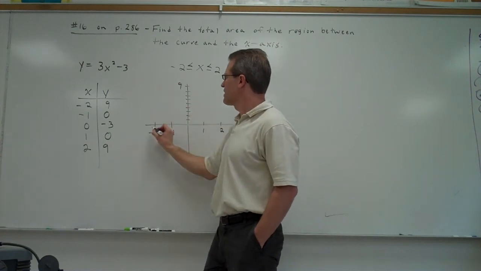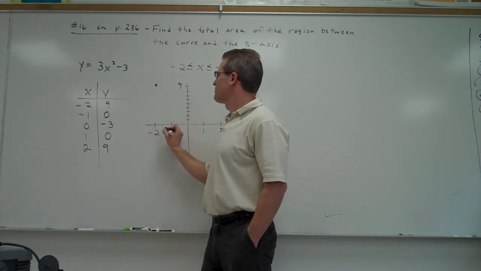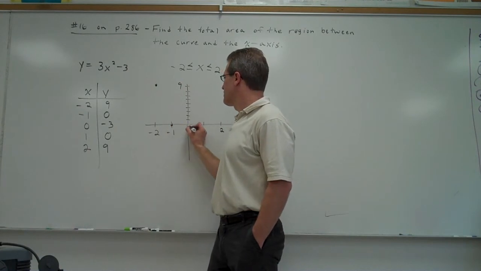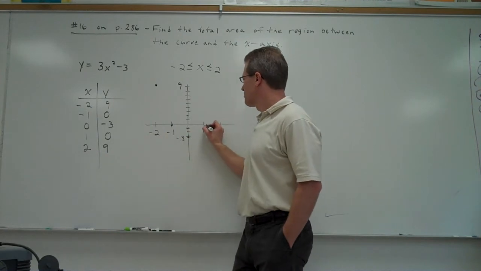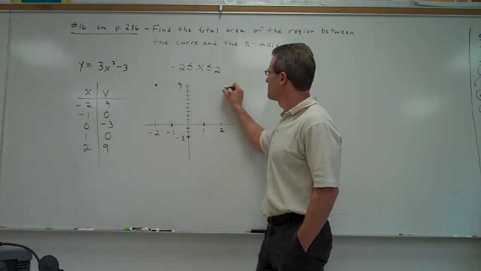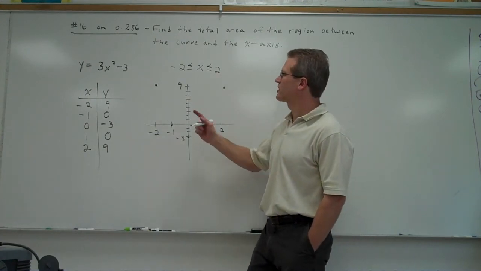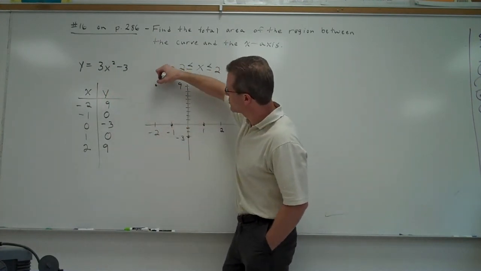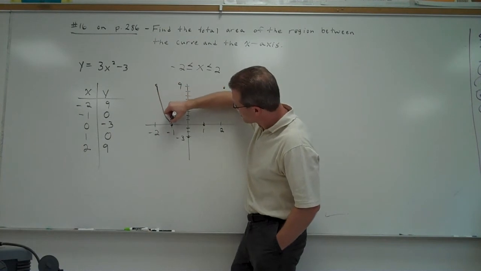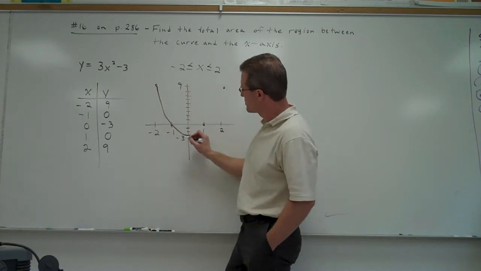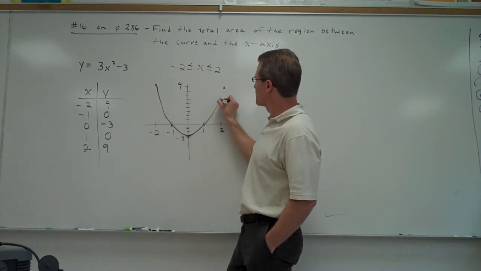Graph all these points, so -2, 9 would be up here. -1, 0 here. 0, -3 would be down here. 1, 0 here, and 2, 9 up here. What shape is this graph going to be? It's a parabola, yeah. The highest exponent is x squared, so you should know that's going to be a parabola that opens up. The -3 has shifted it down 3 units, so it goes through the point 0, -3.